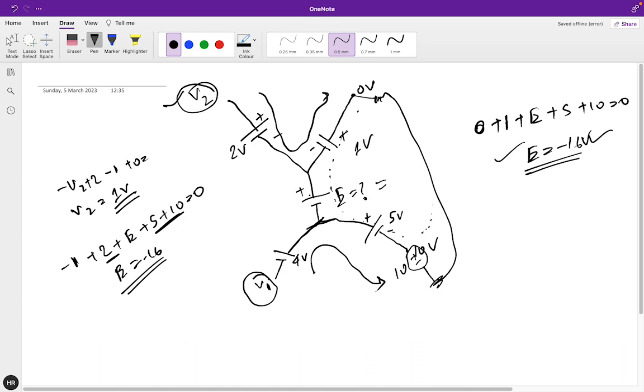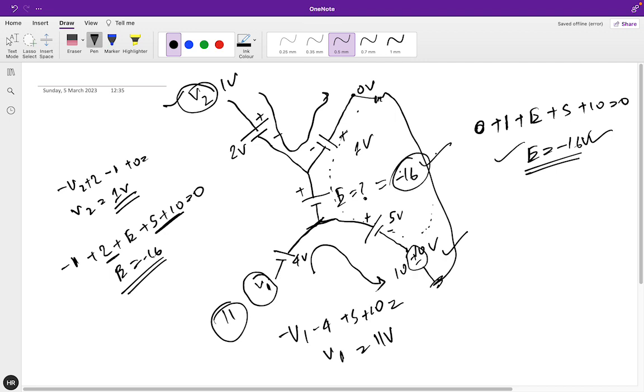Same approach. You can also apply it from this branch, but you need to know the value of v1. So first find the value of v1, which you can find using this: minus v1 minus 4 plus 5 plus 10 plus 10 plus 10, so v1 is 15 minus 4, 11. So 11 volt is here. Here the v2 value is 1 volt, it is 0 volt, and this is 10 volt as given. Now apply the same thing in the form of KVL, and you will get the value of E, that is minus 16.